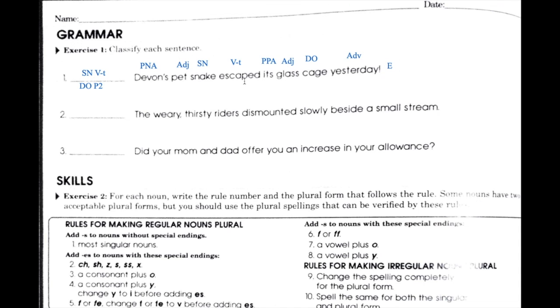Let's go back to the verb, escaped. Let's divide the complete subject from the complete predicate. Devin's pet snake is the complete subject. The rest is the complete predicate. Sentence 2: the weary, thirsty riders dismounted slowly beside a small stream. Who dismounted slowly beside a small stream? Riders, subject noun. What is being said about riders? What is the action? What did they do? They dismounted. It's the verb.